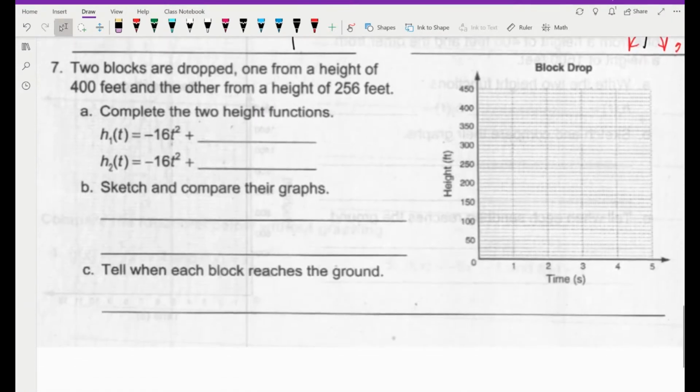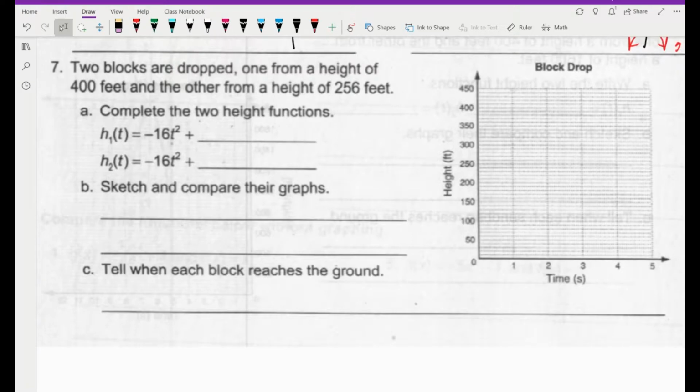Number 7. 2 blocks are dropped, one from a height of 400 feet, another from a height of 256 feet. So one is dropped from 400 feet, and the other one's going to be dropped from 256 feet, which is kind of hard, maybe right about there.